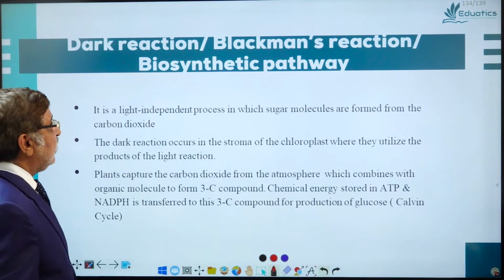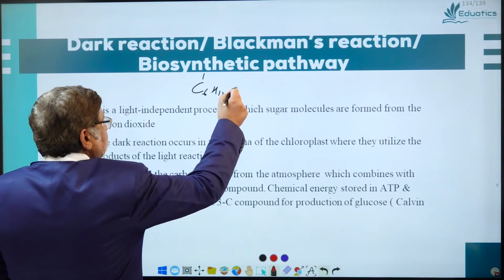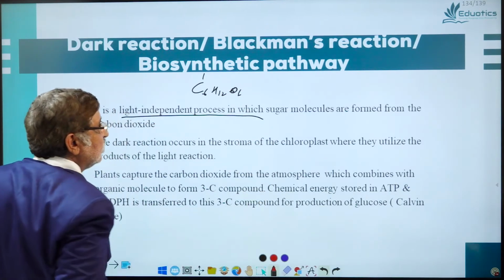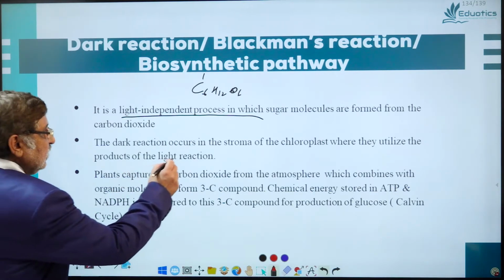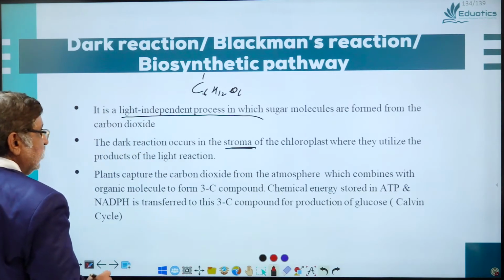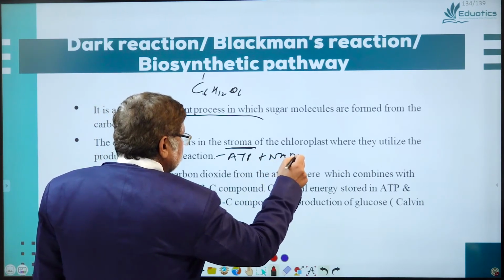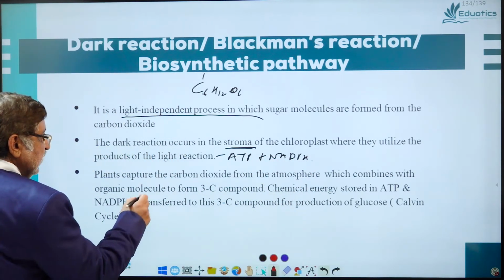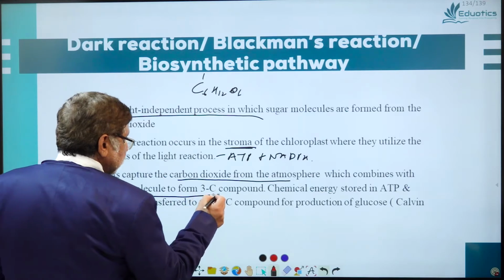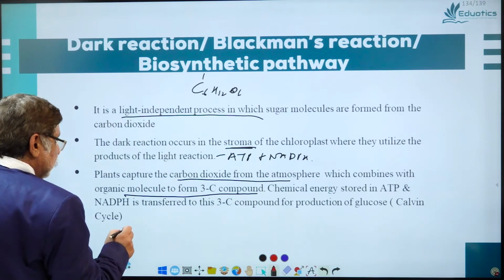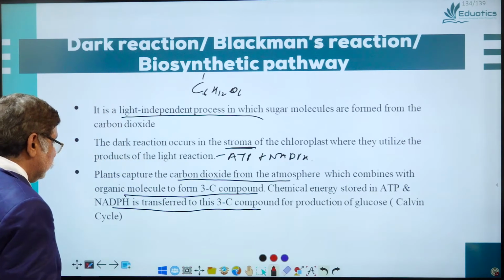Dark reactions are Blackman's reactions, a biosynthetic pathway, that is, they will synthesize glucose. It's very clear they are light independent reactions, and formation of glucose occurs. The dark reactions occur in the stroma. They use ATP and NADPH produced during light reaction. Plants capture carbon dioxide from the atmosphere, which combines with organic molecules to form a C3 compound. Chemical energy stored in ATP and NADPH is transferred to this C3 compound for production of glucose through the Calvin cycle.